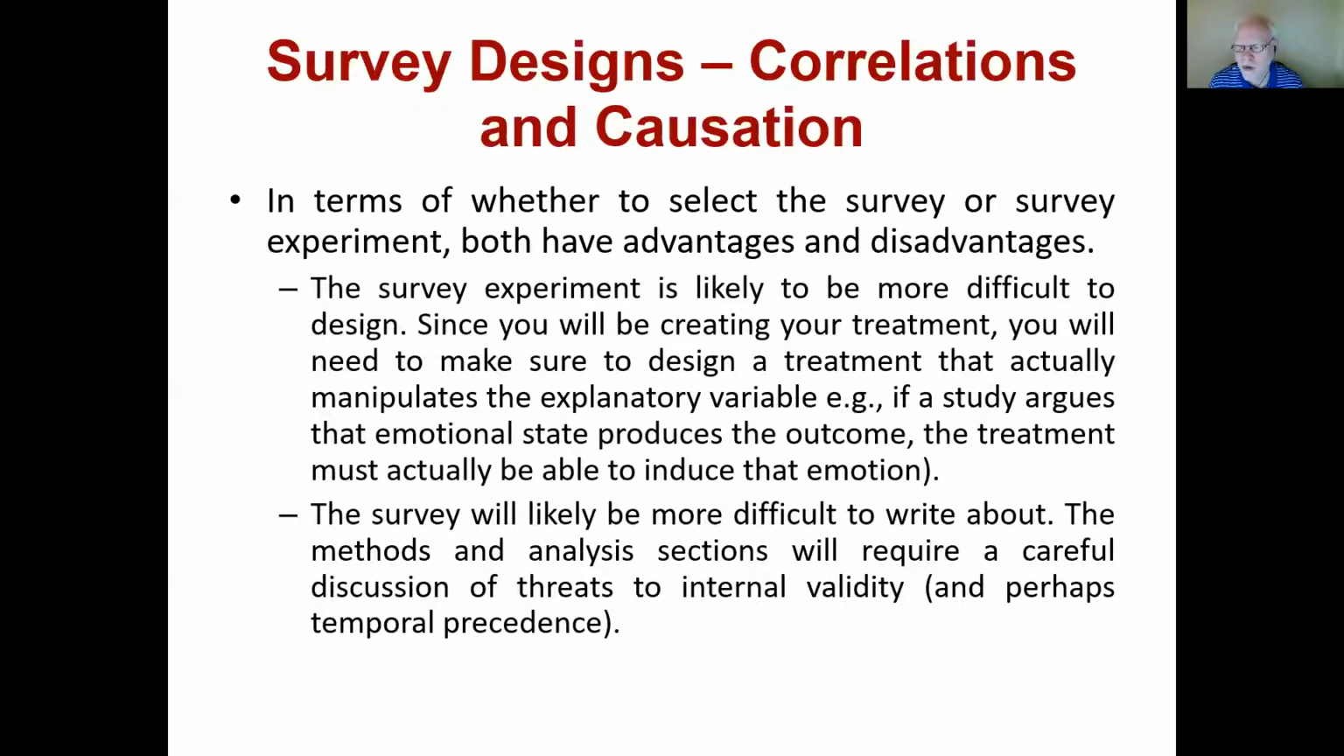But the survey write-up, so when you're actually writing the paper, is going to take less time to design, but the writing of the paper is going to probably be a little bit more difficult, right? Because the methods and analysis sections are both going to have a careful discussion of threats to internal validity and perhaps temporal precedence, right? So you're going to have to be honest about that. Even though you're trying to test a causal theory, your test isn't causal in the sense that you're violating some of the things that are required for making causal claims. So you're going to have to address the different threats to internal validity that exist in your study. You're going to have to discuss concerns potentially about temporal precedence if you're doing that third version.